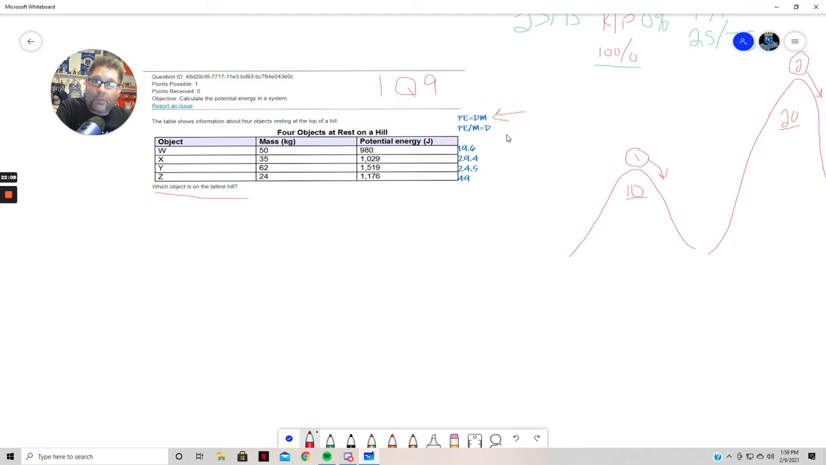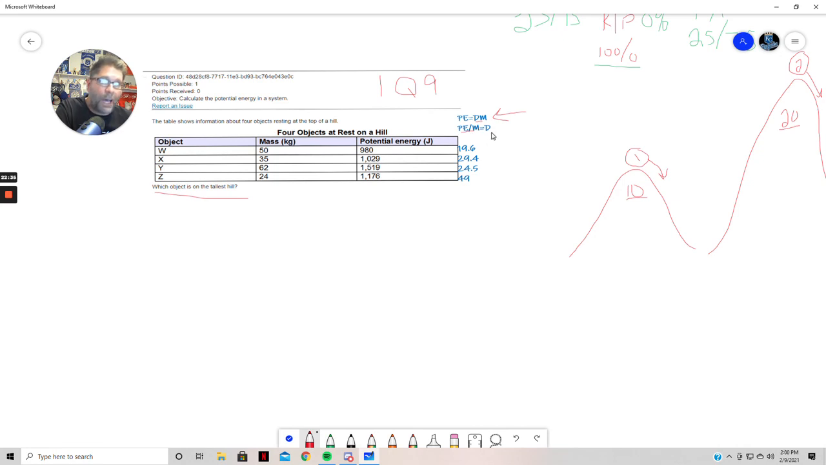But we need distance. So using our same idea as before, we want distance. We have to move mass over to the other side, and on this side we're multiplying, so on the other side we'll have to divide. So all we have to do is take the potential energy and divide it by the mass, and we're going to get the height of the hill.